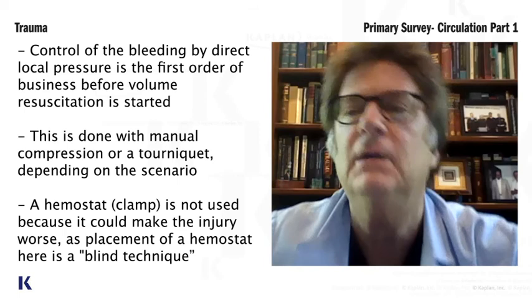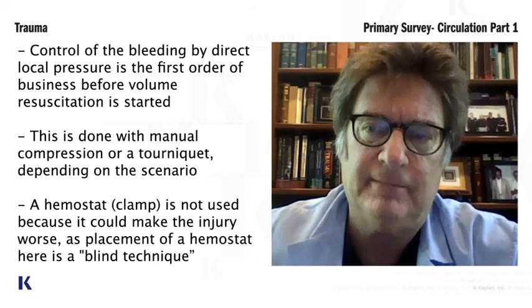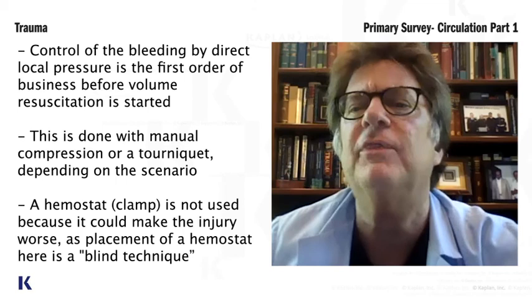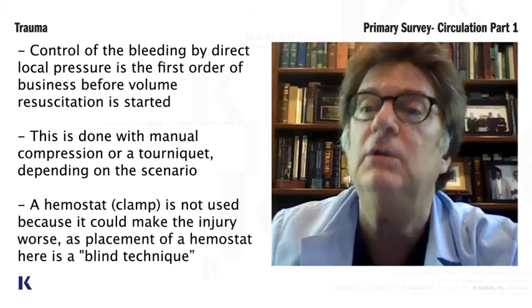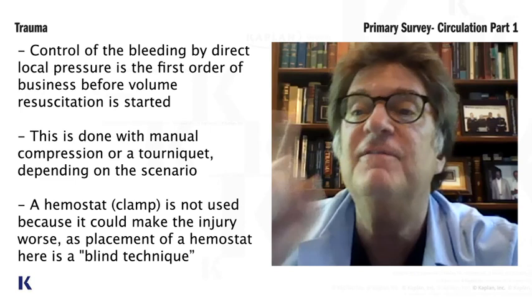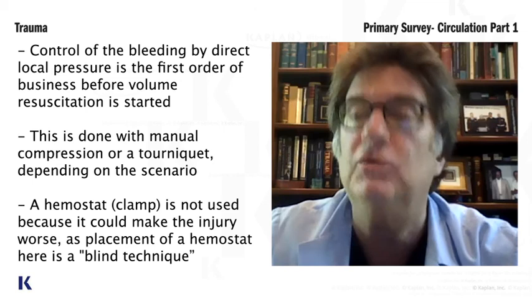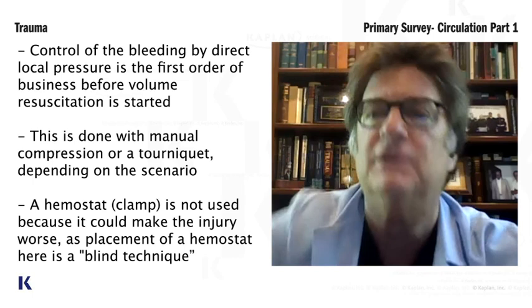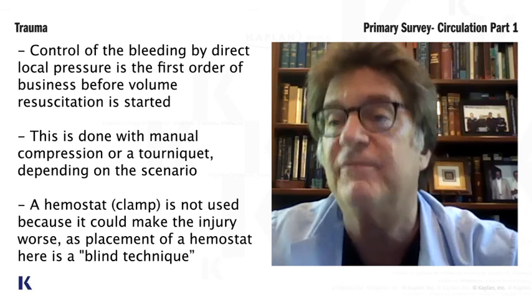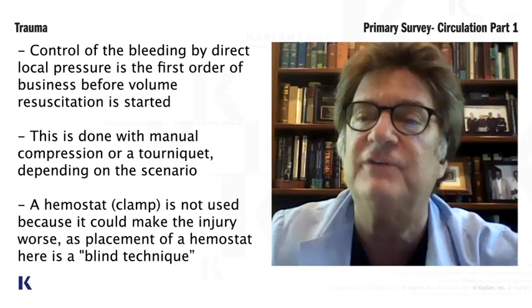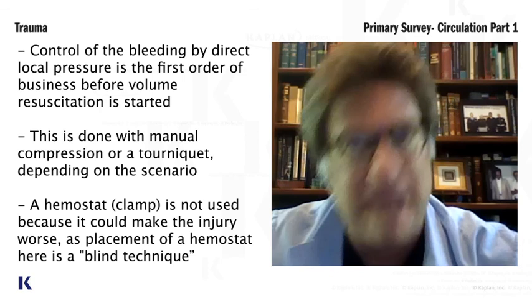The danger of using an instrument in a situation like that is that you're blind. You're going through tons of blood, and you could actually make the hole bigger. So what you do is you put your finger on it. You put your finger on the bleeding to stop the bleeding. And sometimes you will actually go to the operating room while your finger is on this, and they will prep around your finger until they get control of the blood vessel. So you use your finger. You do not ever blindly put a clamp, a hemostat, in the wound.